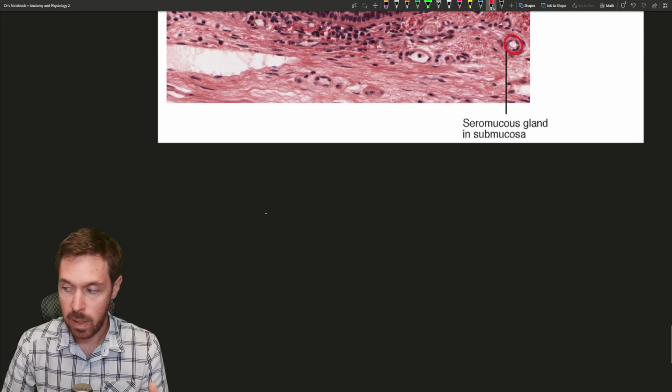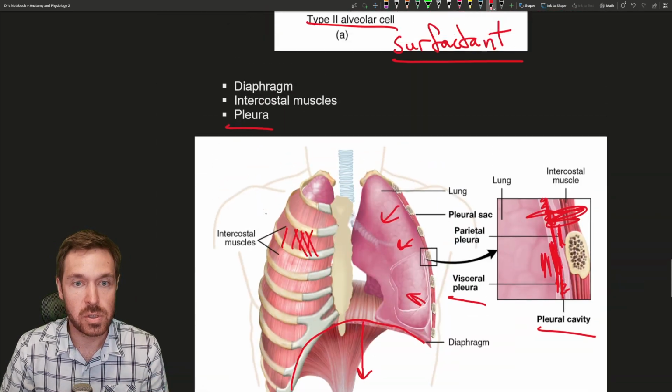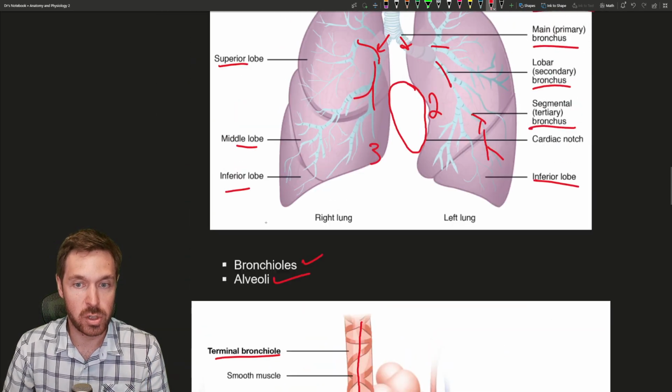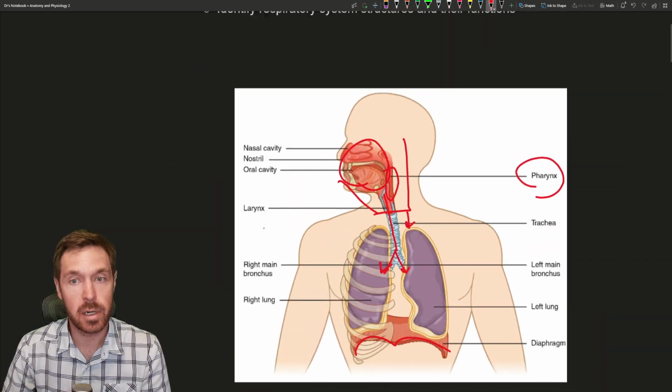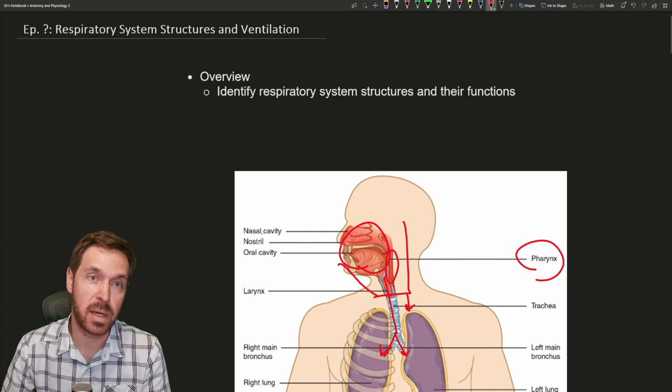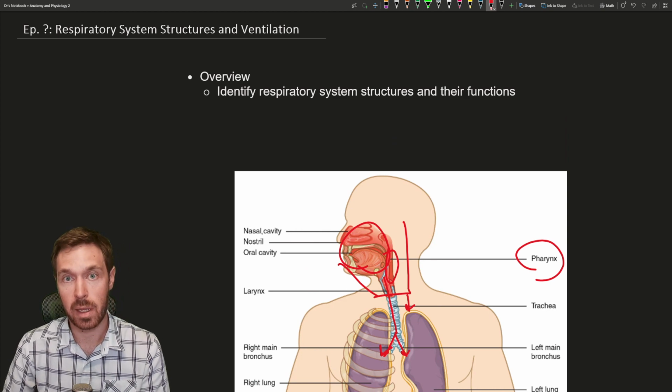But this video here was just a little introductory video to this chapter, going over the major structures of the respiratory system. Now we're going to dive into the system a little bit more and learn how breathing takes place in the physiology of regulation and gas transport.